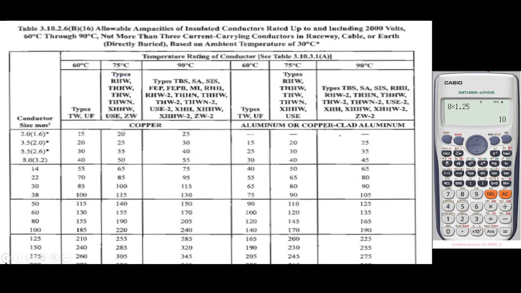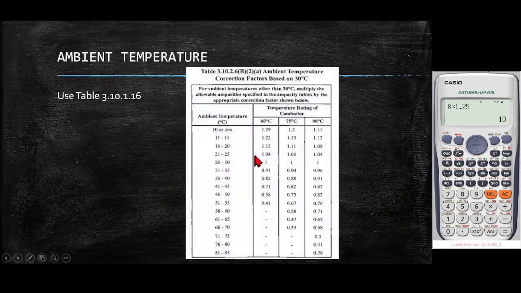Okay. Pag sa table, sa temperature, so THWN 75. So kapag 25, so multiply natin ng 1.05. Yan.